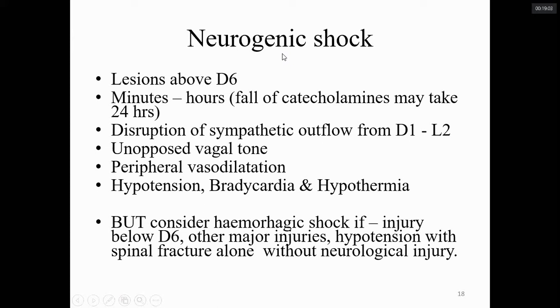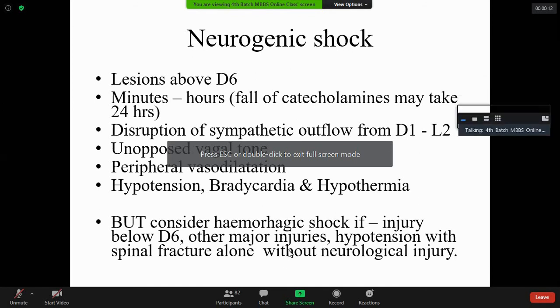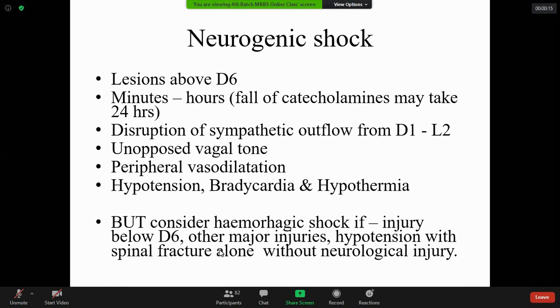If there is a fracture, then you could see features like neurogenic shock in spinal cord injury. It takes from minutes to hours, because there is a fall of all the catecholamines, and it takes around 24 hours. So there is disruption of the sympathetic outflow from D1 to L2, and these are all the features of neurogenic shock. Also see the other major injuries, which may lead to hypotension along with the spinal fracture.